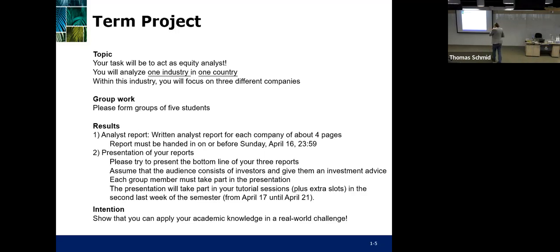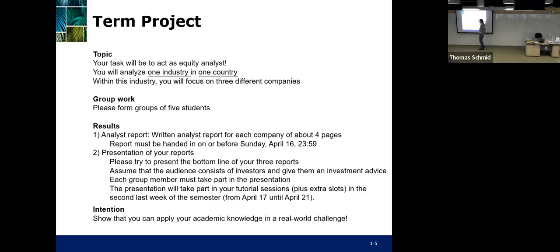Then you choose an industry-country combination, and then you choose 3 companies in that combination. For example, your group could choose the chemical industry in China, or the IT industry in the US, or the tourism industry in Malaysia, whatever you want. And then you can freely choose 3 companies in that industry and country.